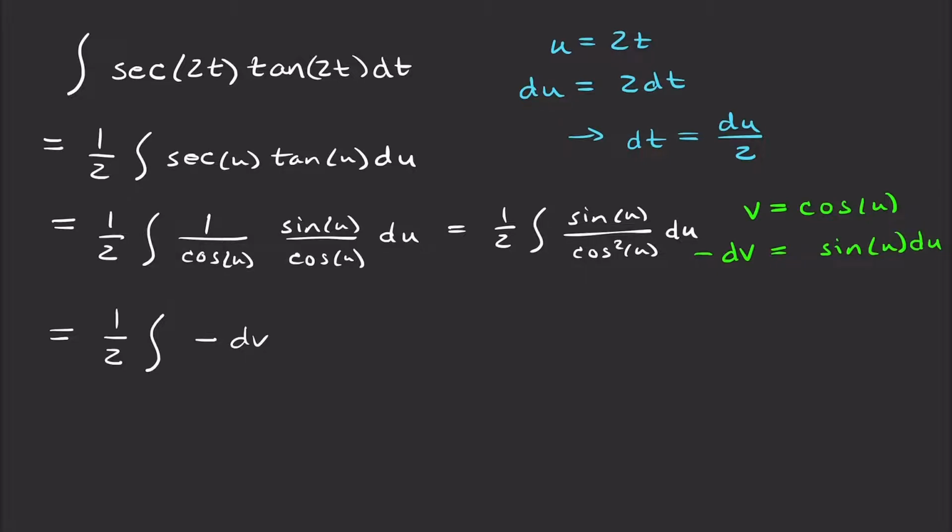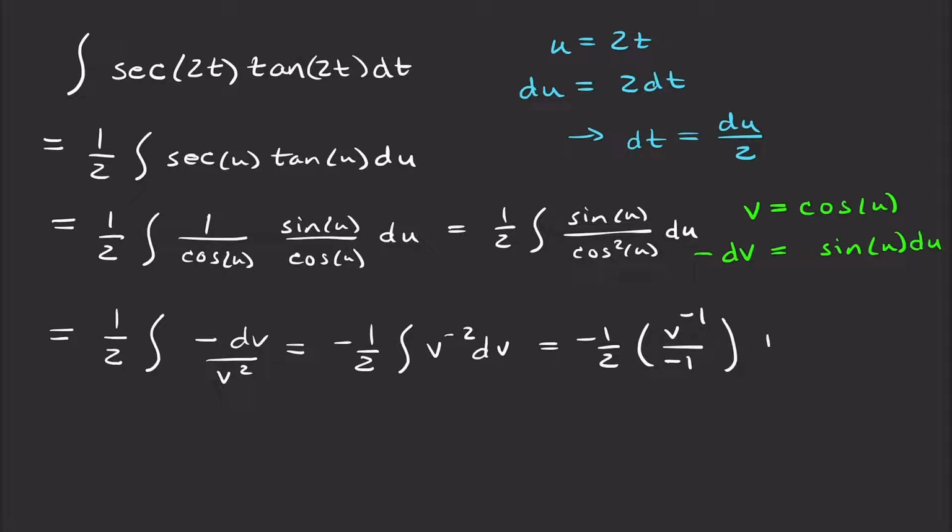Okay, and then our 1 over cosine squared is just going to be 1 over v squared now. And so if we do that integral, we get minus 1/2 the integral of v to the minus 2 dv, not du. And now we know how to evaluate this integral. So this is minus 1/2. And then again, we just increase the exponent. So minus 2 goes to minus 1. We divide by that new exponent, plus our constant of integration.